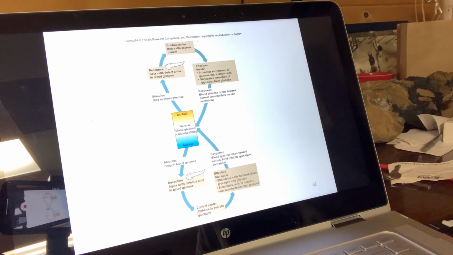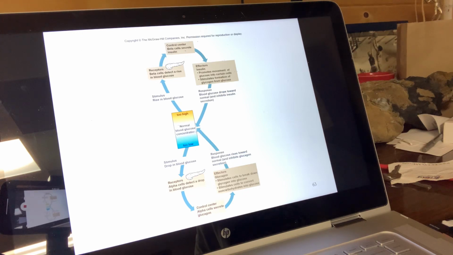This is a diagram showing how they work. Basically, you have a normal blood glucose level, and then you eat a couple pieces of cake, and your blood glucose level starts to rise as that sugar is absorbed into the bloodstream. And when it starts to rise, the beta cells in your pancreatic islets recognize that. They produce insulin, and insulin promotes the glucose to be taken out of the bloodstream and into certain cells, and promotes the formation of glycogen from glucose as a storage substance in the liver. That brings your blood glucose level back down to normal.